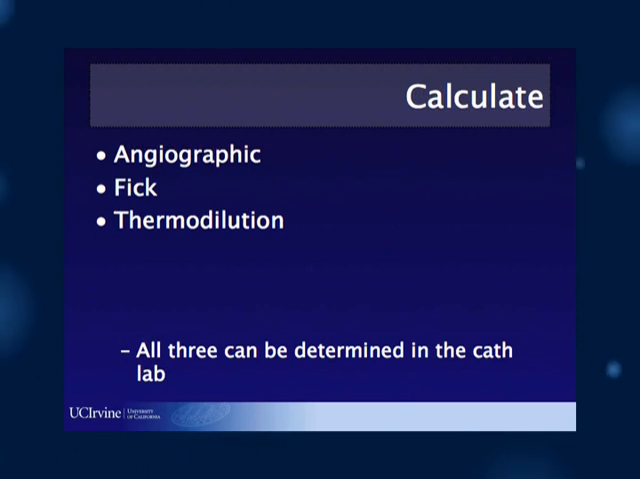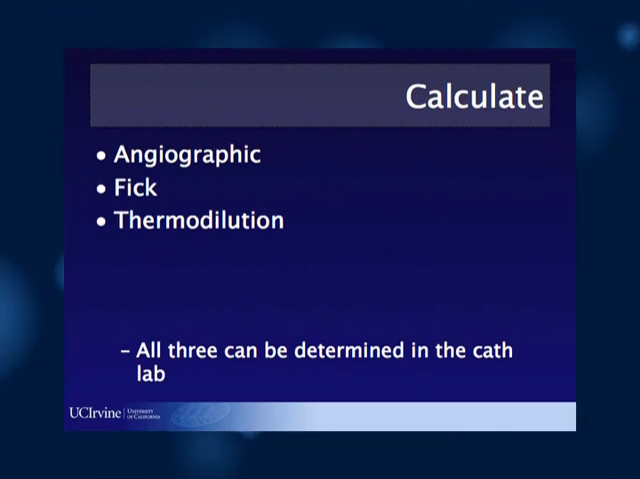To calculate cardiac output, we can use 3 different methods. We can use the angiographic method, we can use the Fick method, and the thermodilution method. All 3 of these can be measured in the cath lab, the most common of which is the thermodilution method using a Swan-Ganz pulmonary artery balloon-tipped flotation catheter.